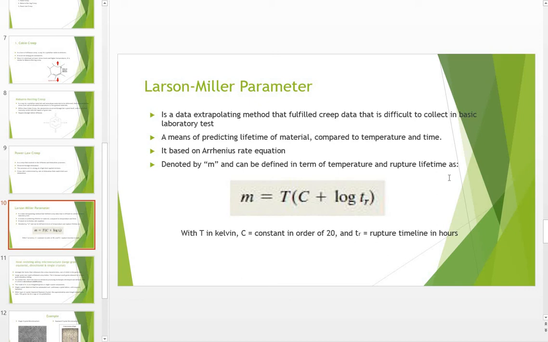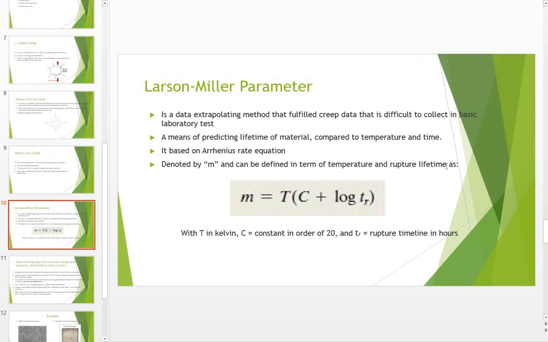So we move to the next topic, which is the Larson-Miller parameter. So what is the Larson-Miller parameter? It is a method of data extrapolation which can fulfill the need for creep data that cannot be acquired through a basic laboratory test. It is a means to predict lifetime in relation to time and temperature, and it's based on the Arrhenius equation.